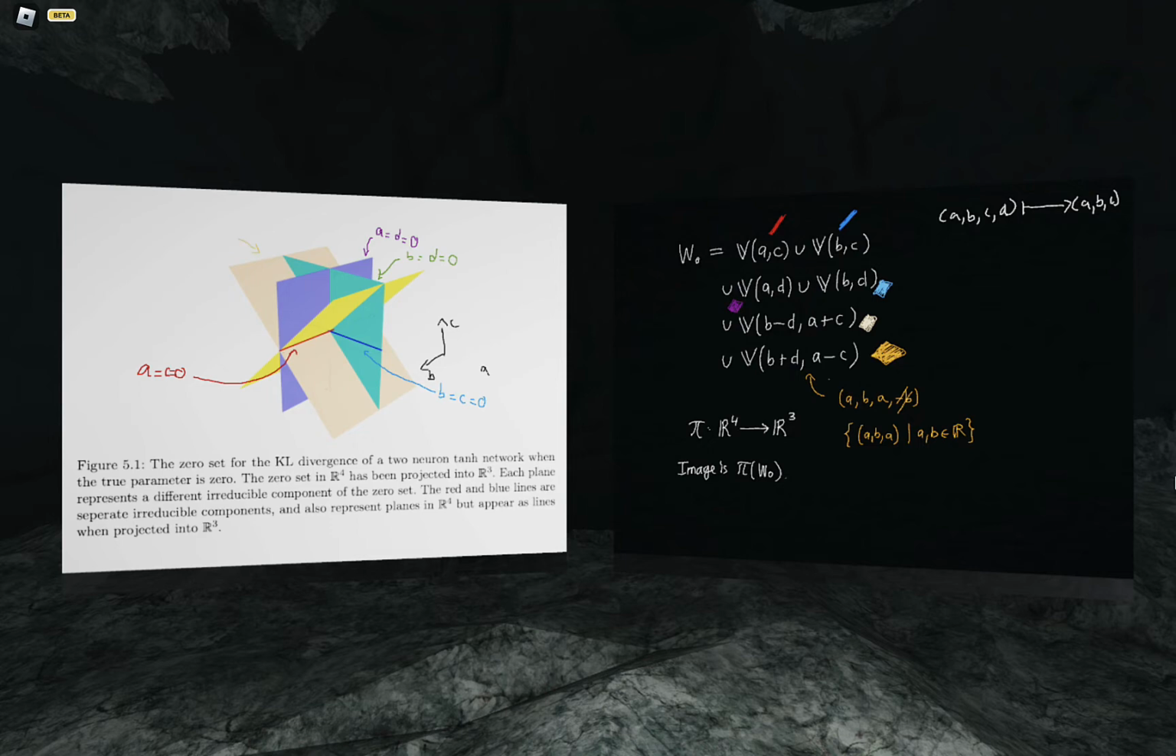A few things to notice about the picture. So this is a picture of a projection of the set of true parameters for our model, or the set of zeros for our loss. And the origin here is the most singular point, because it's where all these components meet. What else do we want to say?